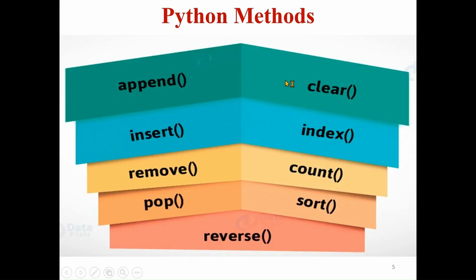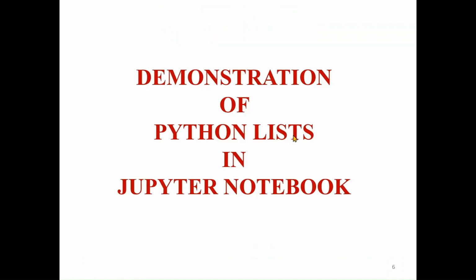Now apart from that, we have some Python methods like append, where you add elements to the end of the list. Insert, where you can add elements in between the list. Remove and pop are used to remove elements from the list. Then reverse for reversing the list, then sort, then count for how many elements are there, then index, where the first occurrence of the given value can be extracted, then clear is used to clear the list completely. These methods we'll see in the further execution part. Now I'll take you to the demonstration of the Python list in Jupyter Notebook. So let me open the Jupyter Notebook.